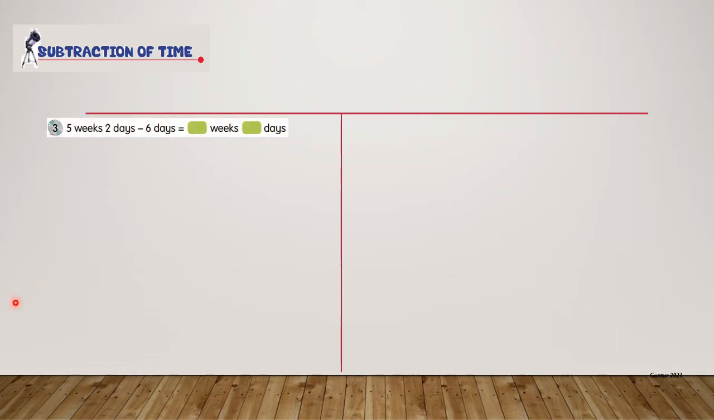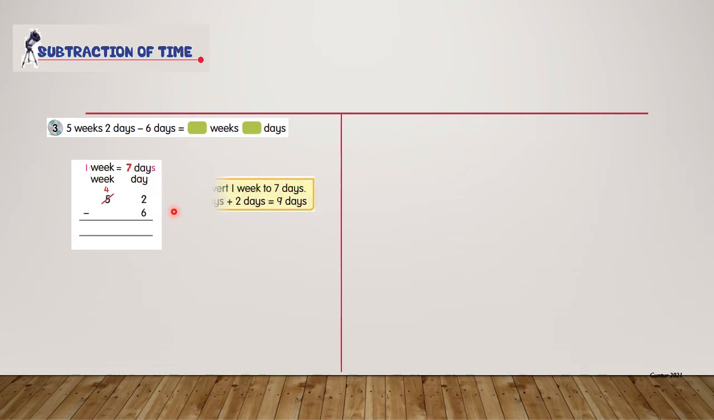Okay, look at the next example. The question is 5 weeks 2 days subtract with 6 days, and the answer in weeks and days. Okay, now we write the standard writing method, but separate between week and days. Okay, 5 weeks 2 days subtract with 6 days. Okay, 2 subtract 6 cannot be done, so we're borrowing from 5. 5 becomes 4. We are borrowing 1 week. 1 week equals 7 days. Now 7 days and already exists the number 2 days.